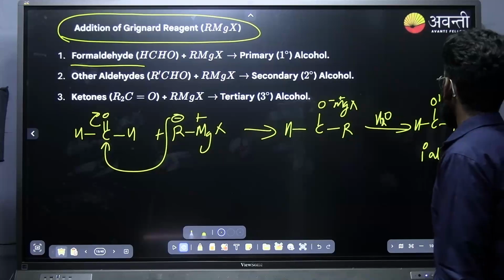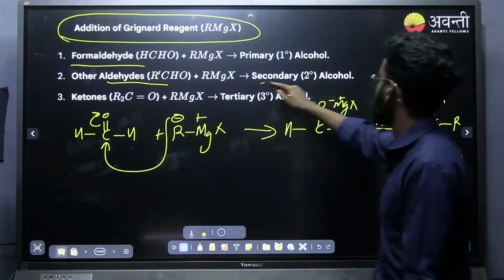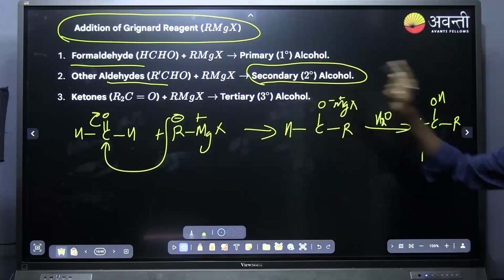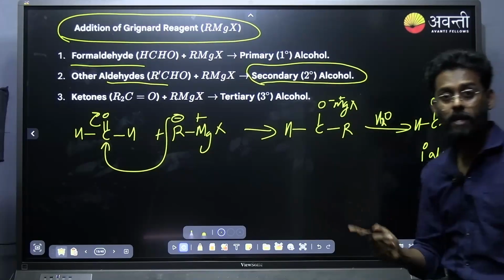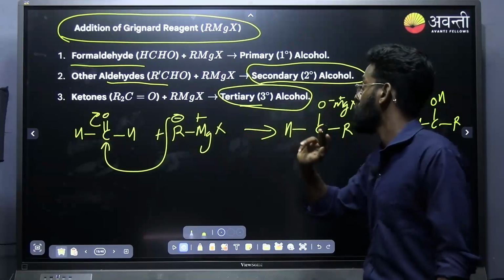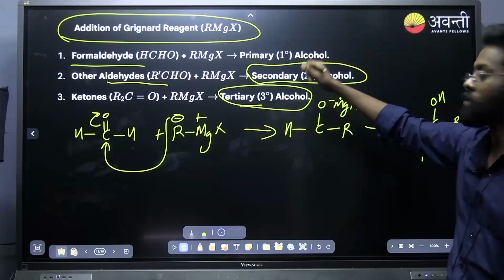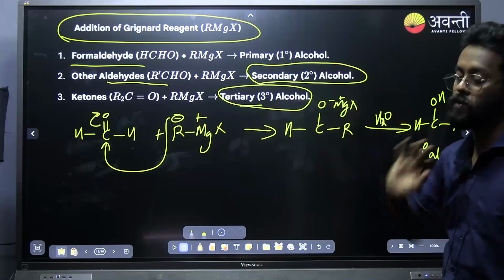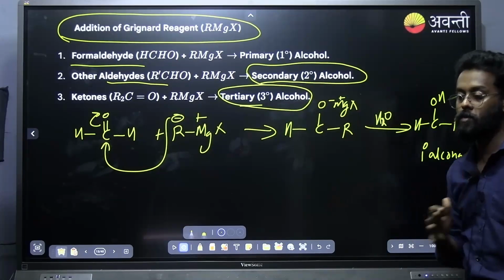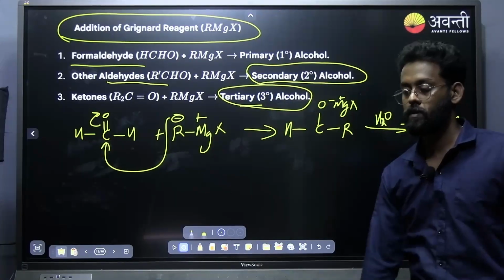The same step, if you use it for other aldehydes, you will get secondary alcohol. Note down the point: formaldehyde will give primary alcohol, other aldehydes will give secondary alcohol, and the last one, ketone, will give tertiary alcohol. Very important one. This is also used for the preparation of alcohol from Grignard reagent. This is the way to do it. So just note down these 3 points and keep them in your mind. And this is the mechanism you will follow for all these 3.